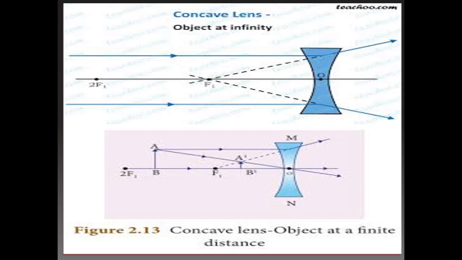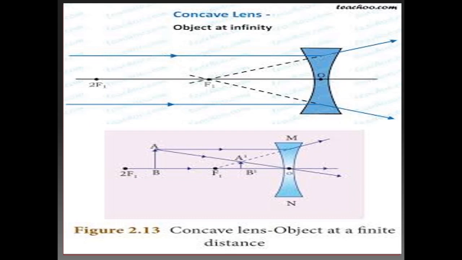Now, the object at a certain distance. Object anywhere on the principal axis at a finite distance. When an object is placed at a finite distance from the lens, a virtual image is formed between the optical center and the focus of the concave lens. The size of the image is smaller than the size of the object.